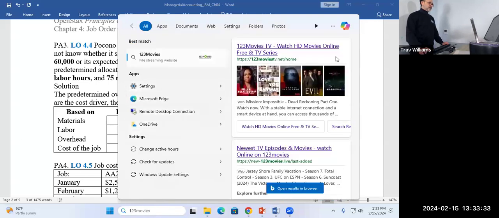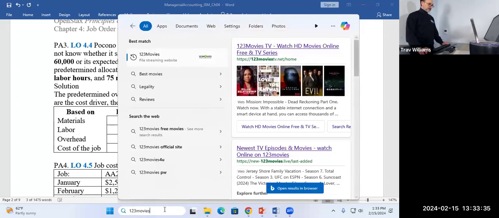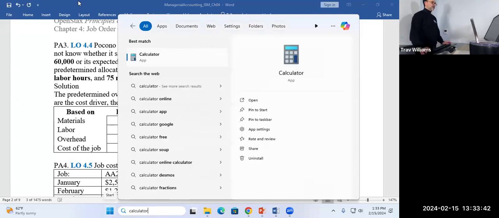That's not a calculator, is it? What happened to my calculator? I wanted a calculator and I pulled up 1, 2, 3 movies, whatever that is. I don't even know what that is.